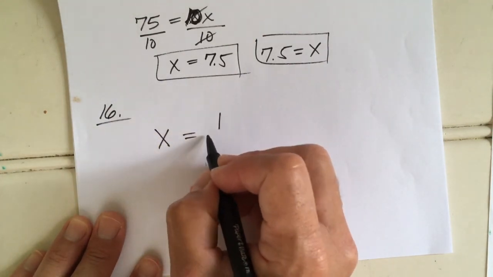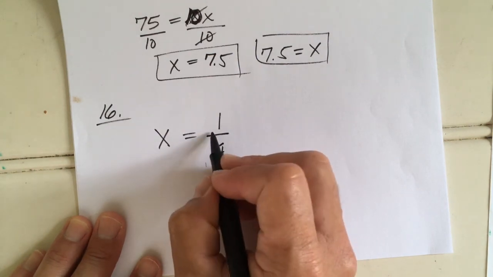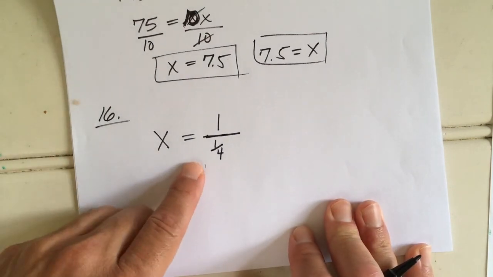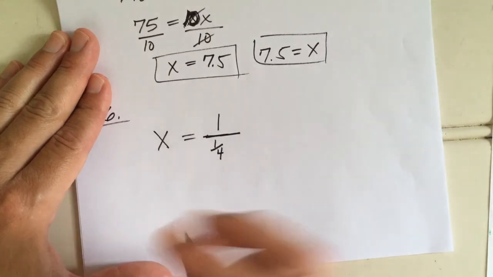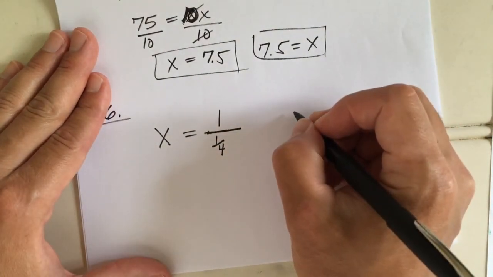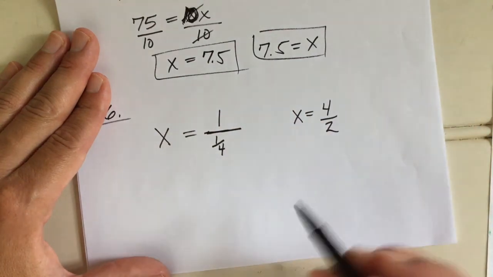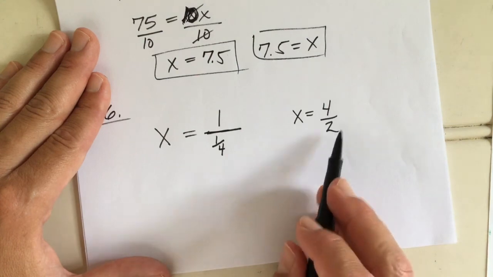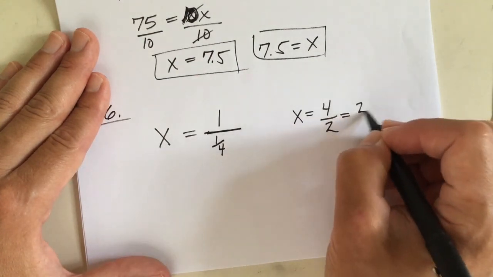All right, so here we have x equals 1 over 1/4. So we hate fractions in our fractions, right? Nobody likes to see that. So what do we do with that? Well, let's remember what a fraction says. For instance, if I had this problem, x equals 4 over 2. This is saying 4 divided by 2, or how many times does 2 go into 4? Well, 2 plus 2 is 4, so it goes in there 2 times. So that's equal to 2.